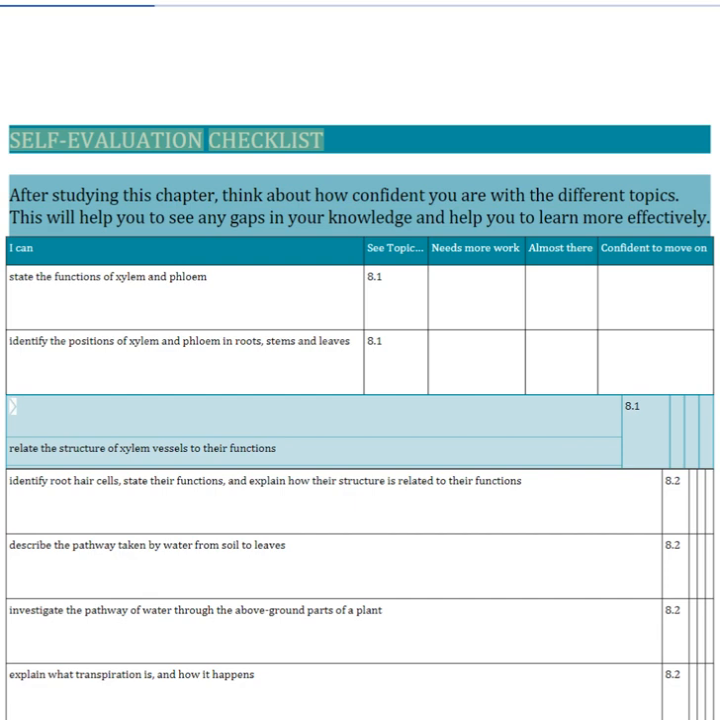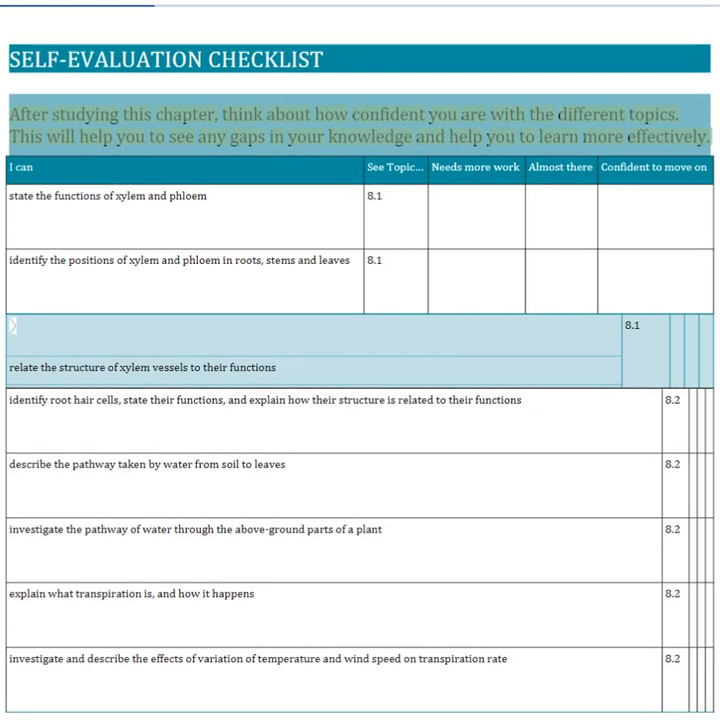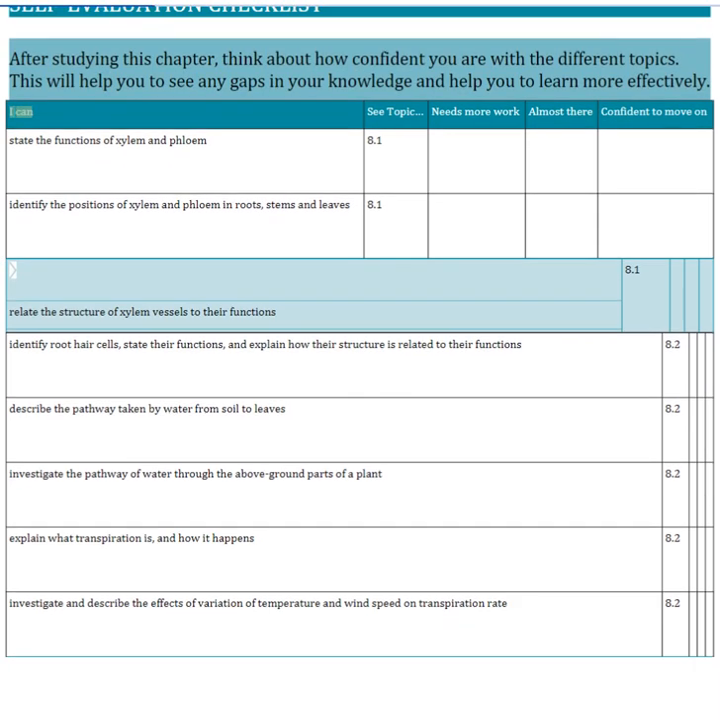Self-evaluation checklist. After studying this chapter, think about how confident you are with the different topics. This will help you to see any gaps in your knowledge and help you to learn more effectively. I can see topic. Needs more work. Almost there. Confident to move on. State the functions of xylem and phloem.